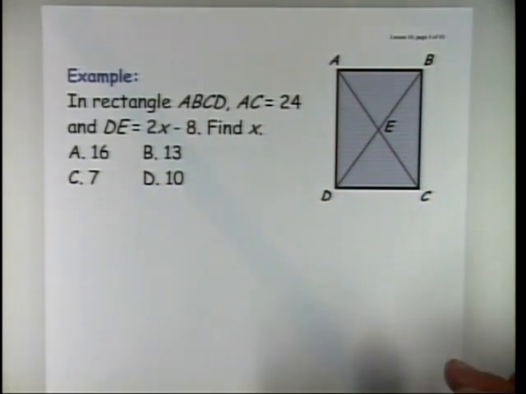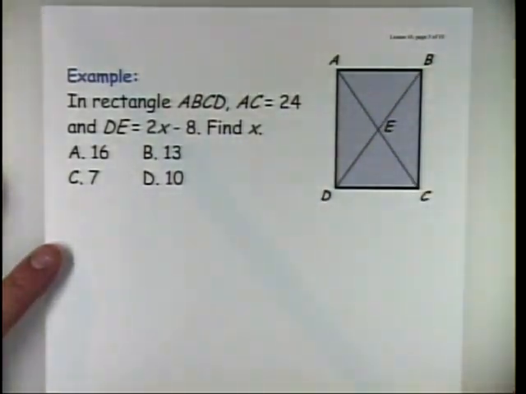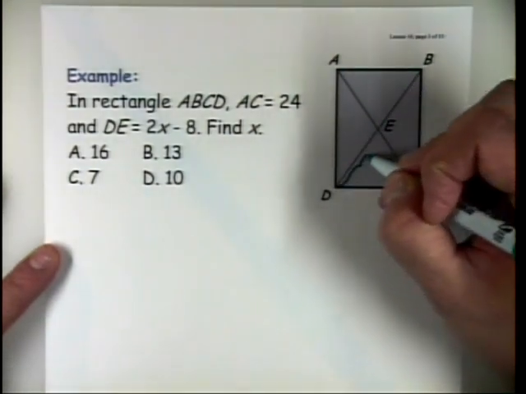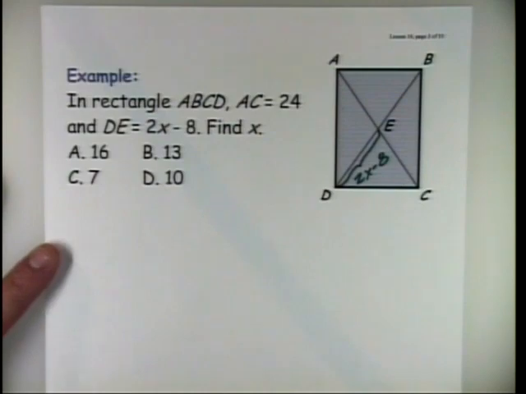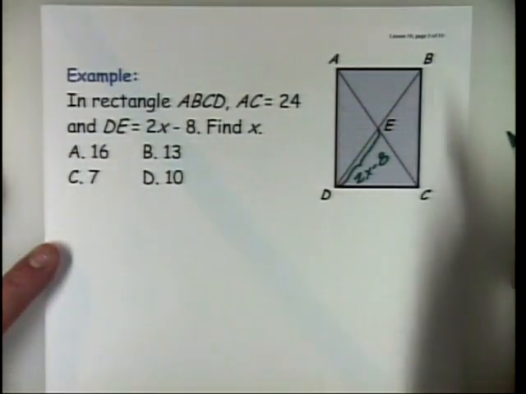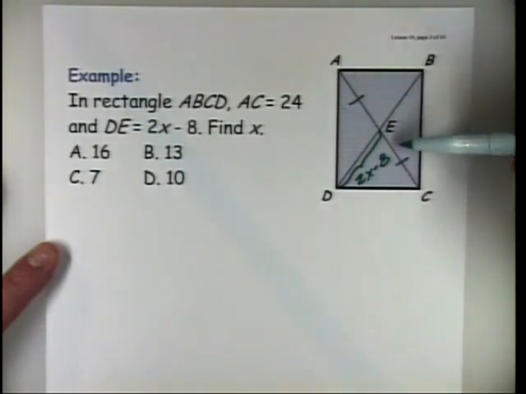Here we go. In rectangle ABCD, we know that the measure of segment AC, which is this entire diagonal here, is 24 units, and the measure of segment DE, which is this half diagonal segment, is 2x minus 8. What we want to do is find out what x is. Because it's a parallelogram, we know that the diagonals bisect each other, so this is equal to that. If the whole thing is 24, and these have to be equal, then each of the half segments has to be 12.